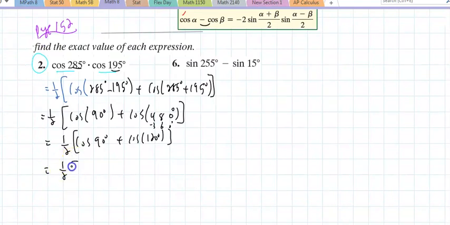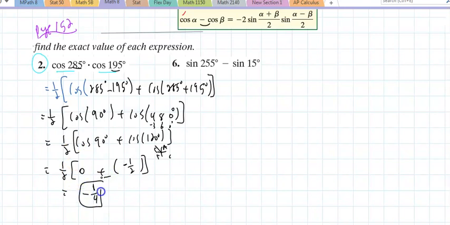Well, cosine of 90 is a 0. And 120 has a reference angle of 60, negative 1/2 because you're in quadrant 2. So the answer is negative 1/4. It might seem like a lot of work, but it's just simplifying, nothing more.